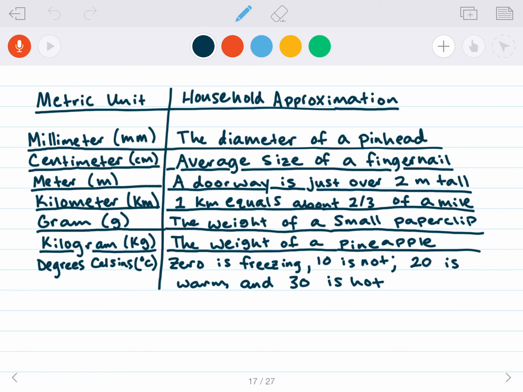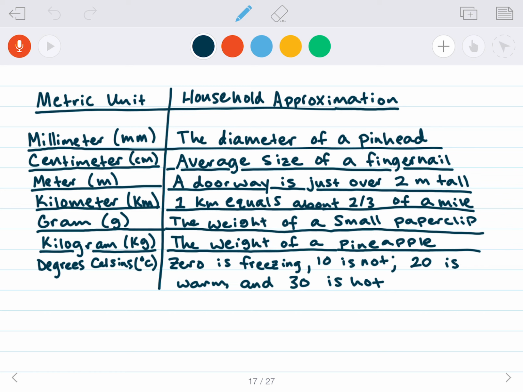So a millimeter is pretty small, the diameter of a pinhead. A centimeter is the average size of a fingernail. A meter is about half of a doorway. Kilometer is 2/3 of a mile. A gram is the weight of a small paper clip. A kilogram is approximately the weight of a pineapple.